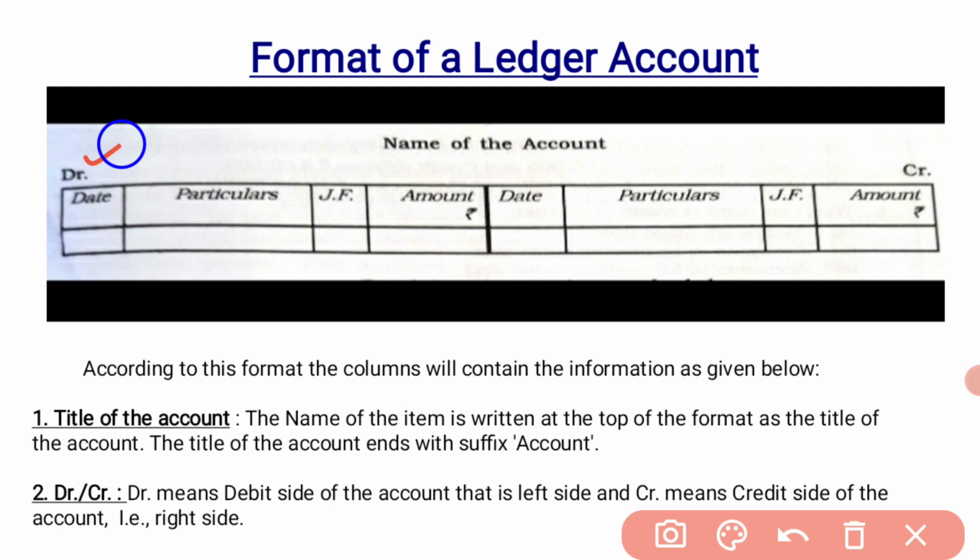Next, that is debit or credit. So here debit side and credit side. So debit, DR means debit side of the account, that is left side. Then CR is nothing but credit side. So credit side of the account, that is right side. So this is debit or credit.